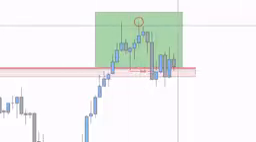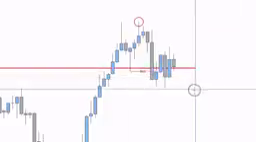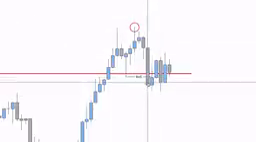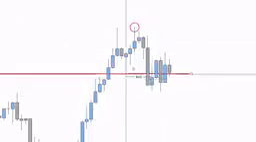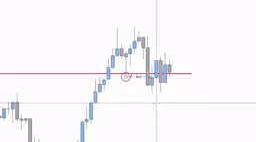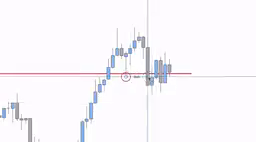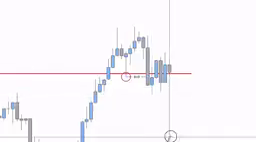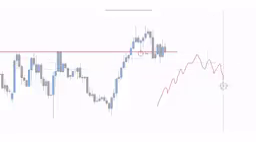So what we now have from a market structure perspective is a sweep of the high and then a push, break and close underneath the previous low, which is this low just here. Now this break of structure indicates to us that this market is now ready to move from highs into lows and indicates the start of a new trend.